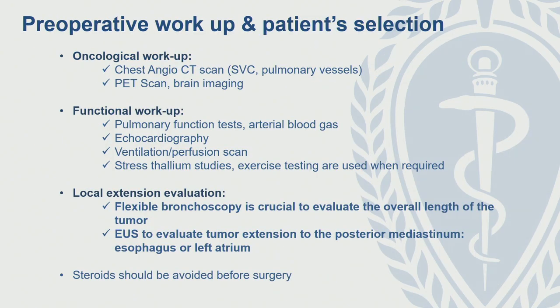The workup is the usual, considering the oncological workup and the functional workup, but what we should emphasize is that local extension evaluation of the disease is critical. First, with flexible bronchoscopy, it's crucial to evaluate the length of the tracheal wall and bronchial bifurcation involvement. You may use esophageal ultrasound if you suspect tumor extension to the posterior mediastinum, esophagus, or pericardium. And if you can, steroids should be avoided before the surgery because of anastomosis problems.